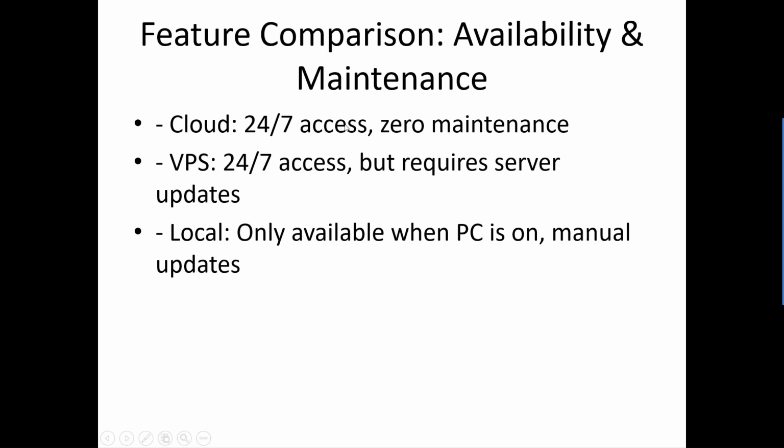Feature comparison, let's say availability and maintenance. Cloud: 24 by 7 accessible, zero maintenance. Okay, because it's cloud, you already paid and they will maintain it for you. VPS also 24 by 7 access, but requires server updates. In VPS, because it's your virtual private server, you have to do server updates. You have to understand it a little bit, but not very hard. It's a very good option. Local is only available when your PC is on. Manual updates, only available on your PC because it's locally hosted. Only you can use it.